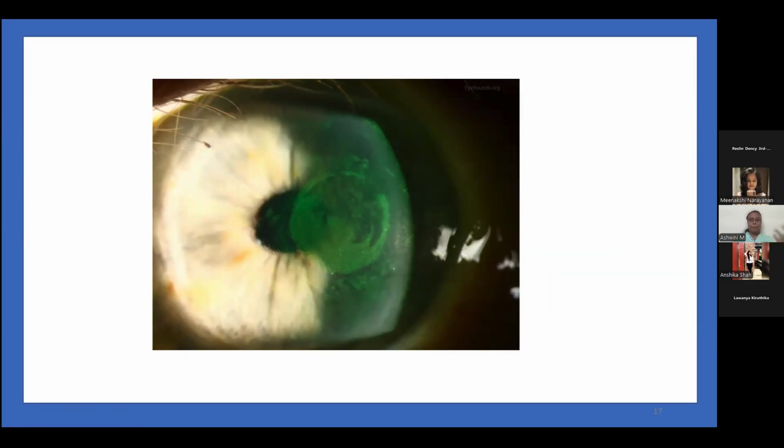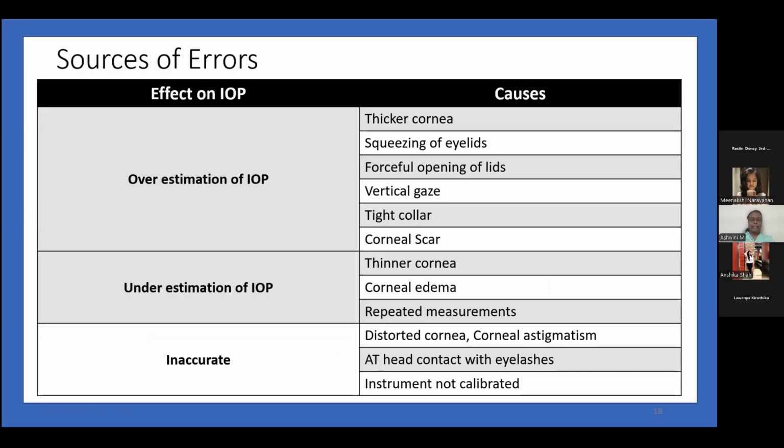Sometimes the patient will be asymptomatic, sometimes the patient will be very symptomatic. So you have to assess the cornea after completing the procedure and make sure that a proper referral is done according to the severity of the aberration.